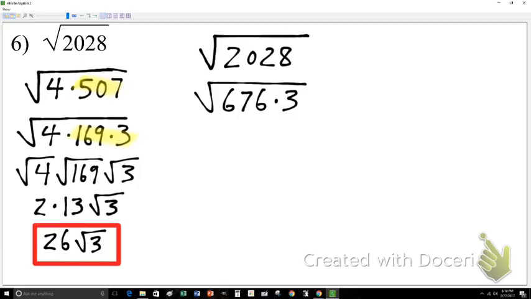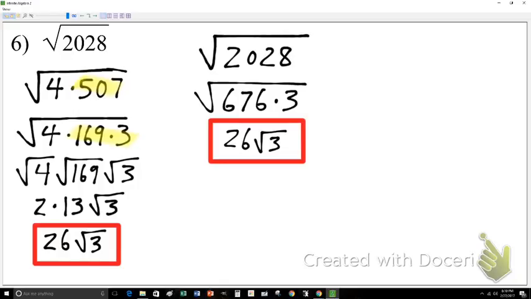So even though this is faster, the way we're doing it on the right, it's not very practical unless you have all your perfect squares memorized very well. Some people can do that. If you can, that's great. I only really have my perfect squares memorized maybe up to 15. Most people don't memorize them past 12 or 13. The square root of 676, though, is 26, and of course the square root of 3 would just remain there, and we have our final answer.